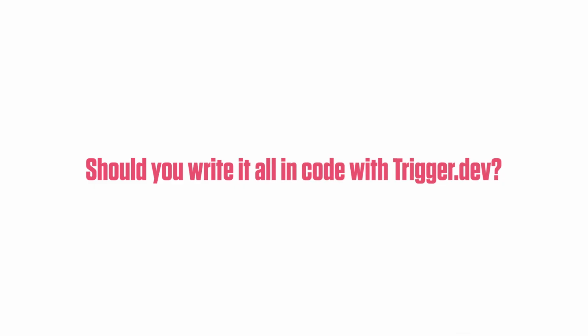This is a very different approach from a visual automation platform like n8n, which is also open source. This creates a big question for anyone looking to automate business tasks. Should you write it all in code with trigger.dev, or should you build it visually with n8n? In this video, we're going to compare these two powerful open source tools directly. We'll look at their different approaches, who they are really built for, and why I believe that n8n is the much more practical and powerful choice for building and managing business automations.